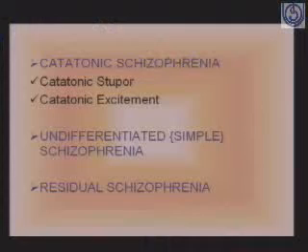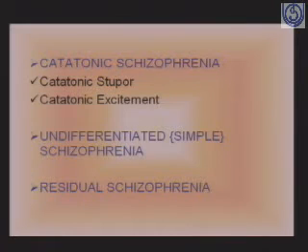Can you explain some other types, the simple and residual schizophrenia also? Yes, the simple type is also known as undifferentiated. Why? Because it has symptoms of all the categories of schizophrenia, so you cannot differentiate it into paranoid type or catatonic type.